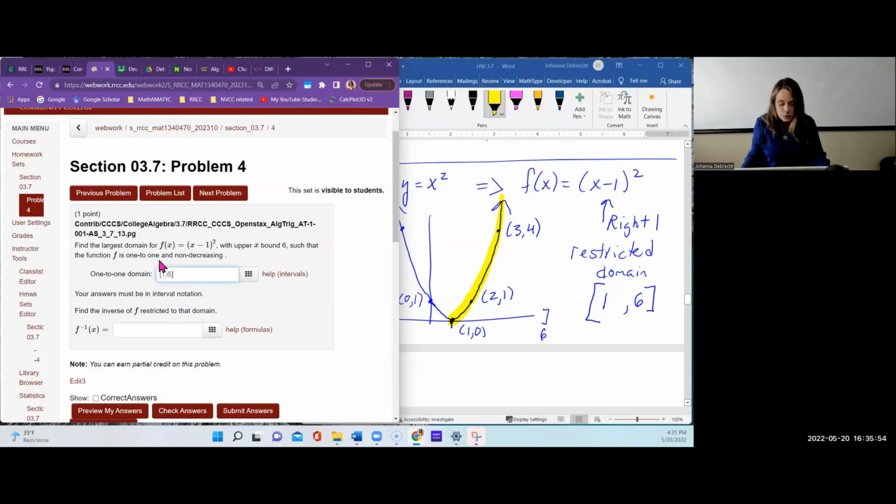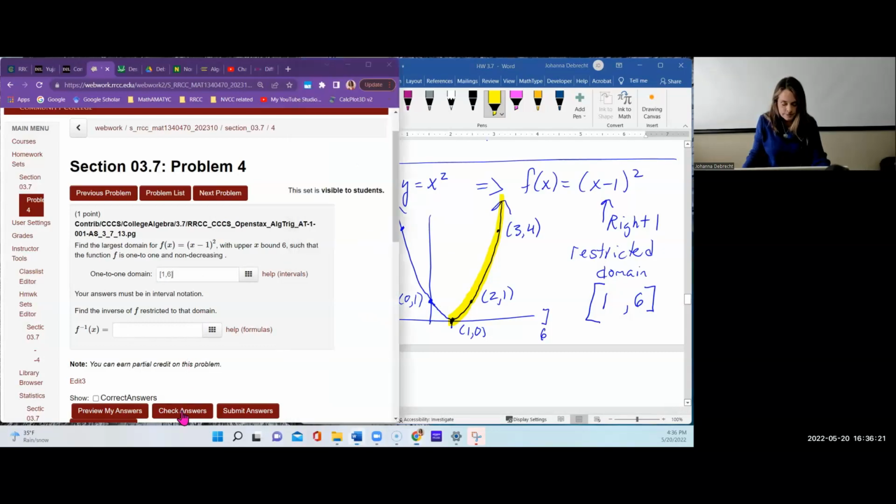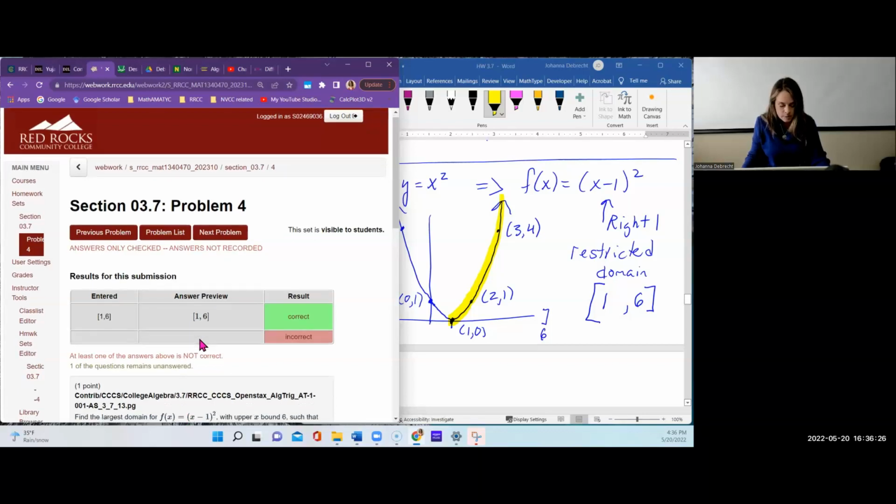I did produce a one-to-one section, and non-decreasing means it's not going downhill from the left to the right. I forgot to check that piece, so let's check it now. As you move from the left to the right on the graph, it decreases here, so I don't want that portion. But I do want the portion where it's not decreasing, which is the portion that I've highlighted. It looks like 1 to 6 will work. It's correct.